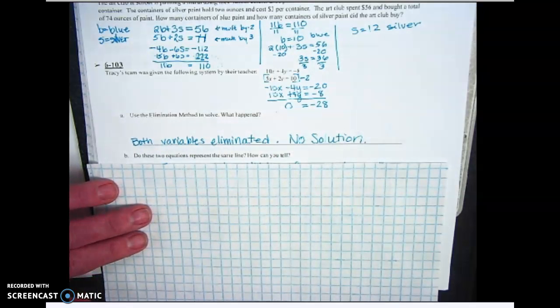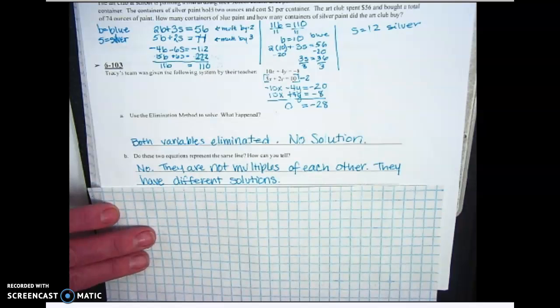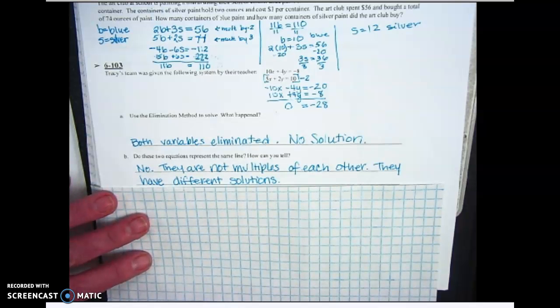Question B, do these two equations represent the same line? How can you tell? You're going to say no. They are not multiples of each other. They have different solutions. Okay.